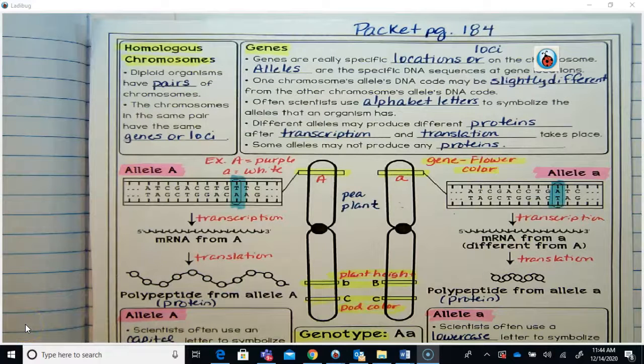Today I'd like to complete the doodle diagram on alleles. This is packet page 184 and it will be placed on notebook page 85.